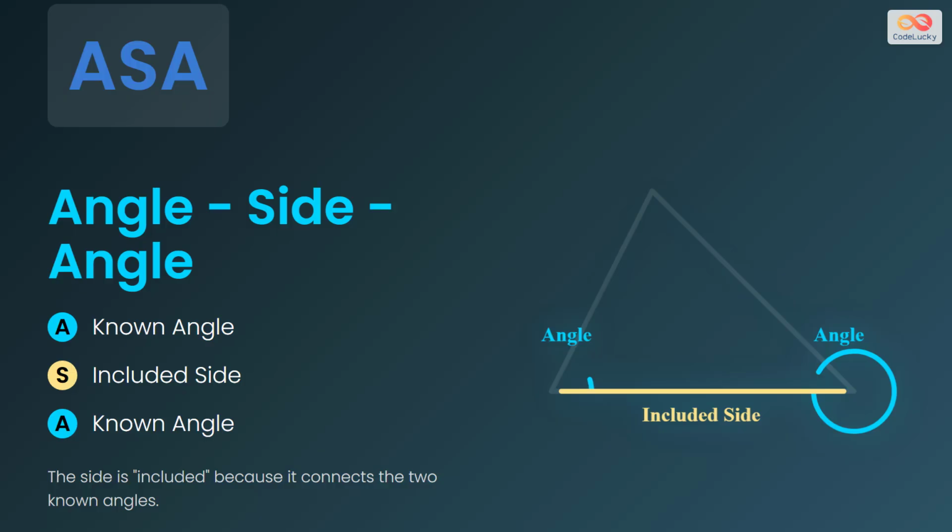What does angle-side-angle mean? It describes the information you start with. You know two angles and the side that is physically between them. This is called the included side. If you have this information, you can solve the entire triangle.